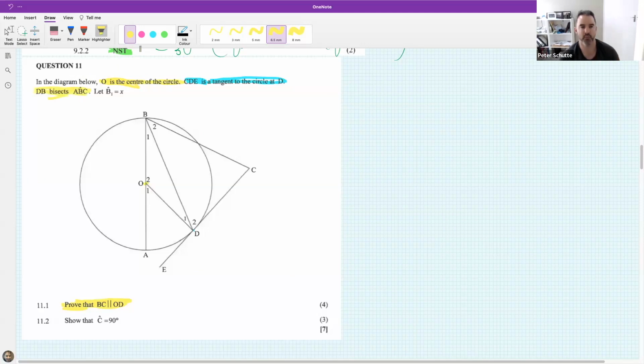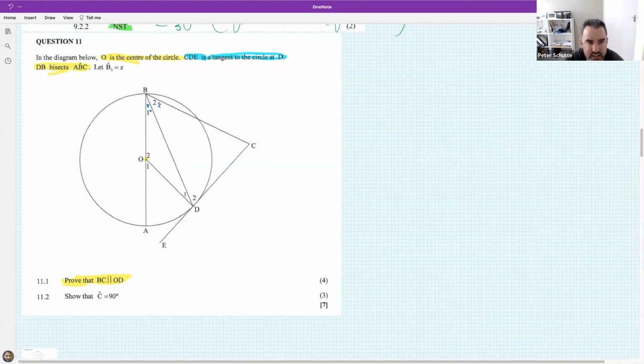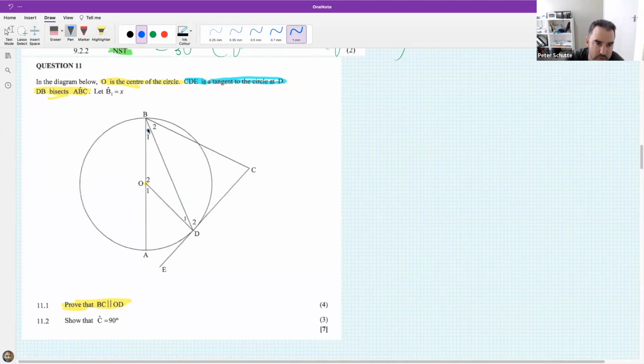Now, if they tell me that, what I often like to do to remind myself, where's DB? It bisects ABC. Sometimes I like to put a little dot here and there, or put a little X here and here, just to remind myself that they've told me that these two angles are in fact equal. I don't need to reprove that. These ones are given. And sometimes it can even be helpful to say that that's an X and that's an X. It even says let B1 equal X. So they've actually even told us that. So let me do that. We'll make this an X, and we'll make that one an X.